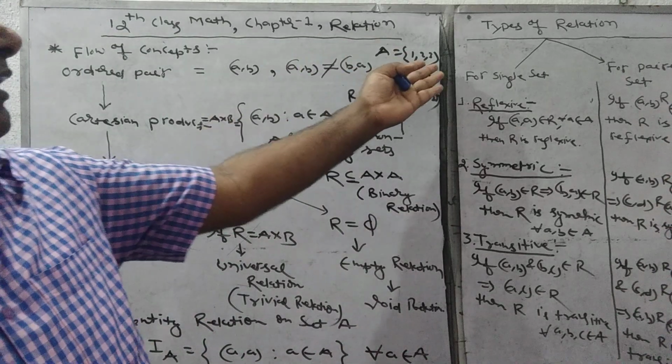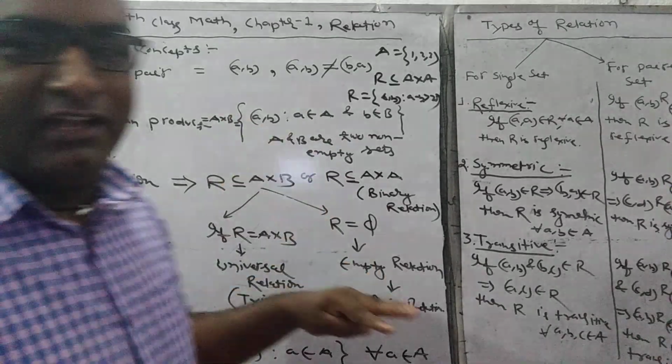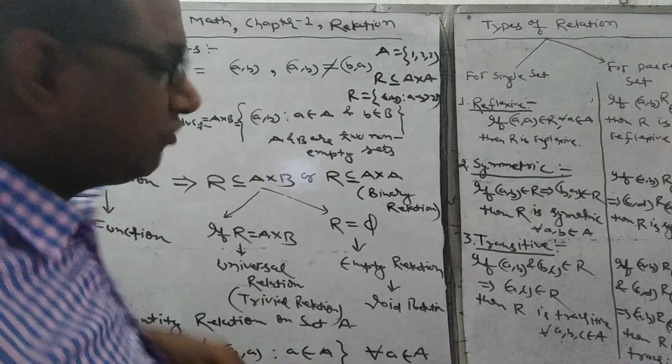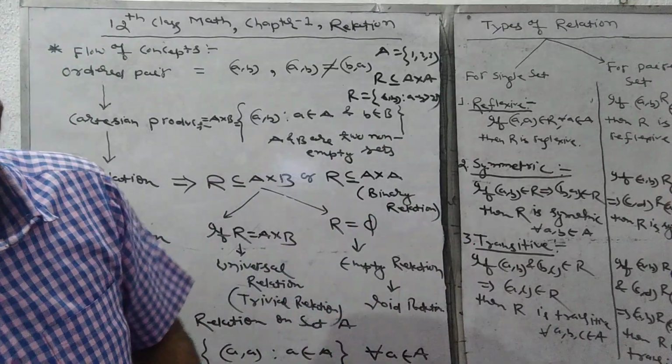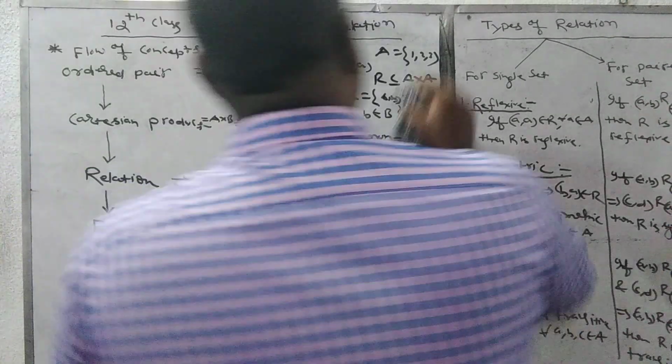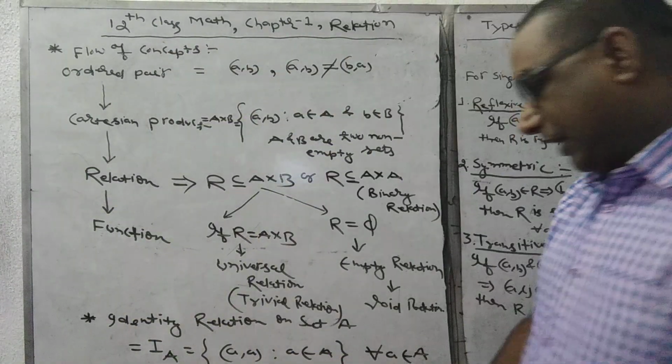So (1,1), (2,2), (3,3) or any pair of A cross A not have difference greater than 20. So in this case, the value of R is equal to phi. So we can say that R is an empty relation. Okay, I think you guys understood.